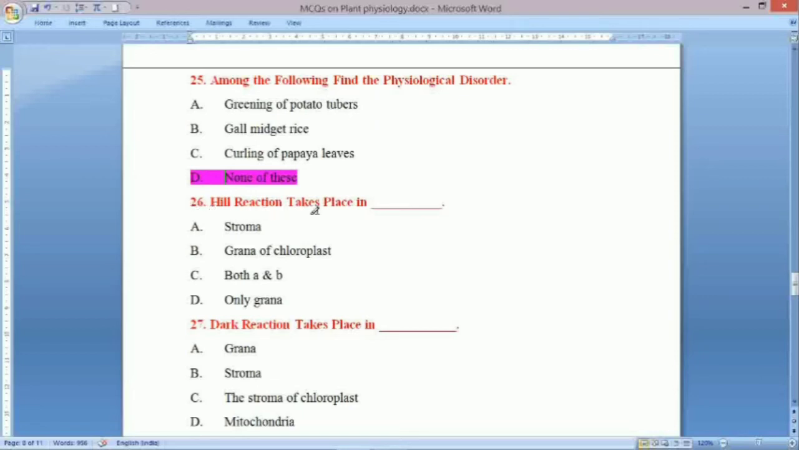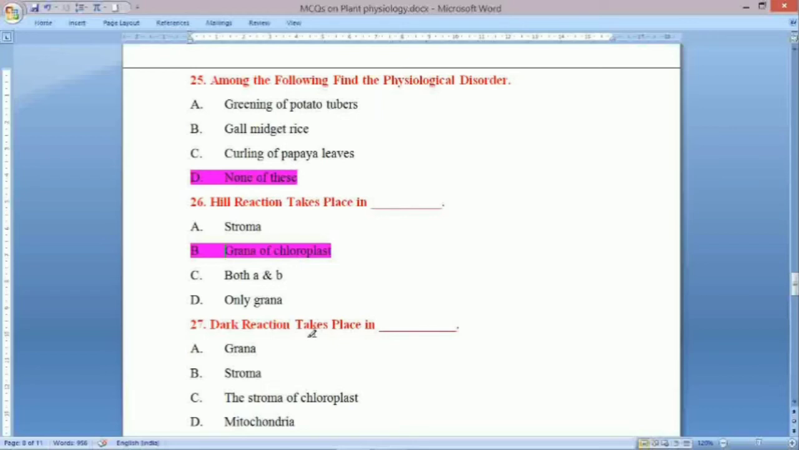Next question, question number 26. Hill reaction takes place in, option A, stroma, B, grana of chloroplast, C, both A and B, and D, only grana. And here the right answer is option B, grana of chloroplast.